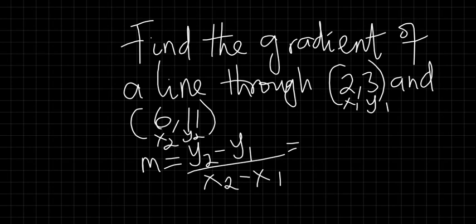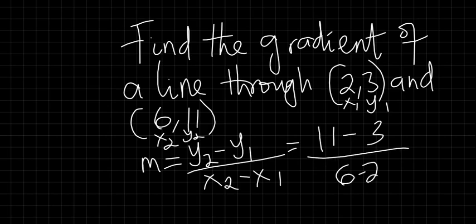So what I will do is I will just substitute what I have from the question into the formula. So this will be 11 minus 3, divide everything by 6 minus 2. So what we are going to have now is 11 minus 3. That is going to give me 8. 6 minus 2, that's going to be 4.